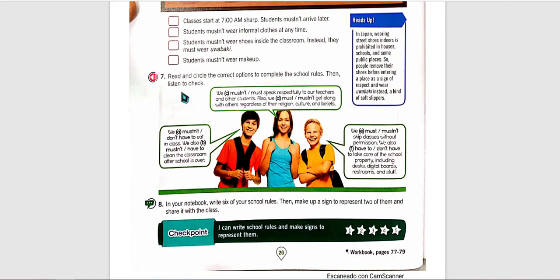Then 7. Read and circle the correct option to complete the school rules. Then listen and check. So we're going to listen and circle the correct form of the auxiliary verb must here, whether it's must, mustn't, must not, mustn't, or must. For step number 7, the audio is not necessary because it's just to verify.